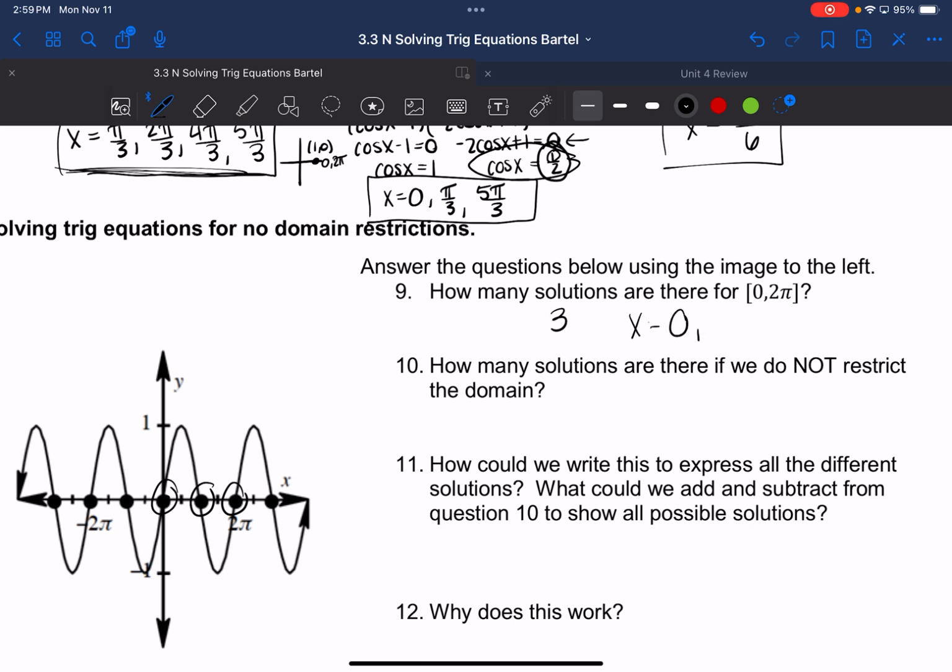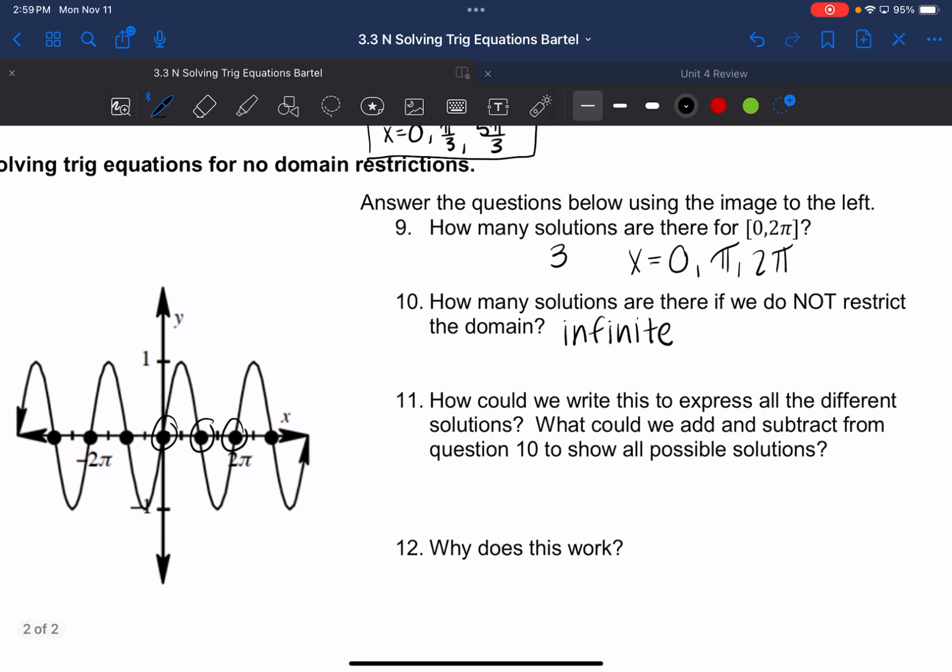Where else? Pi over 4. Pi and 2 pi. Good. Okay. How many solutions would we be able to come up with if I didn't restrict you to just 0 to 2 pi? Infinite, right? Because it's just going to keep repeating itself over and over and over again, right?